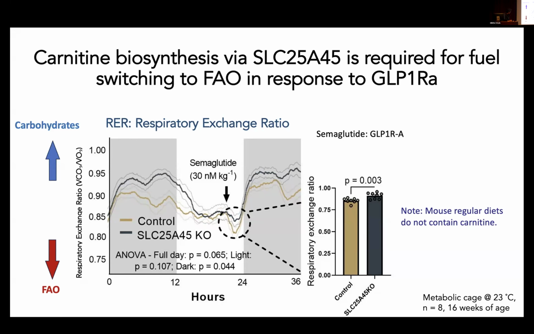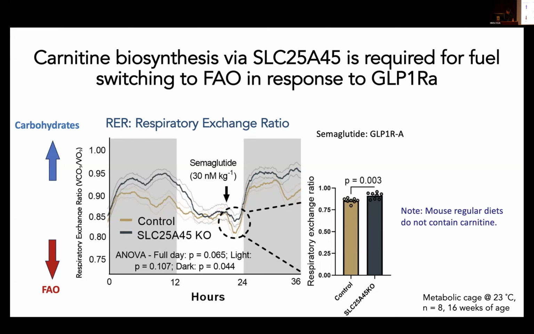So to test this, we injected semaglutide into wild type mouse, the golden is the control, black is the knockout mouse. If you measure RER after semaglutide injection, RER drops in control mouse, which makes sense because fatty acid oxidation is induced, but this effect is much less, sort of marginal, in the knockout mouse. I'm not going to show the data, but if you inject semaglutide, serum isocarnitine goes up because fatty acid oxidation is high, but this effect is not seen in the knockout mouse.